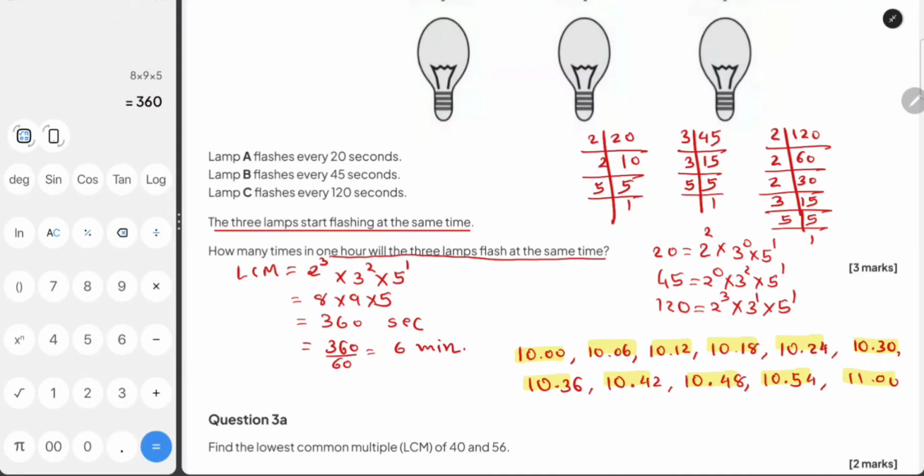Now what mistake students make, they directly do in 1 hour there are 60 minutes and they divide that 60 by 6 and they are getting 10. So they think that the lights are going to flash together 10 times in 1 hour, but it's not 10 times, it's 11 times, because you are not considering the time at the starting when they are flashing together, so that will be added to the 10. So this is why it is 11 times. Clear?